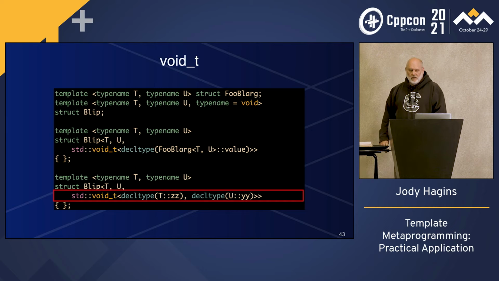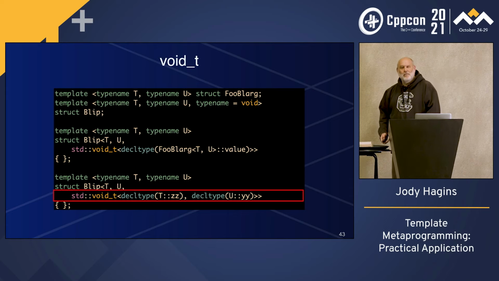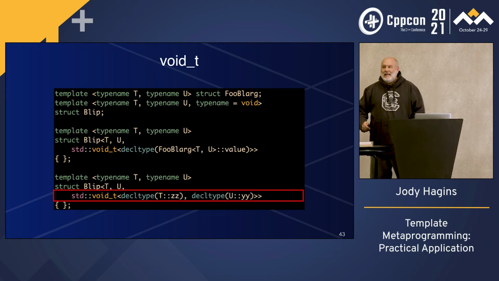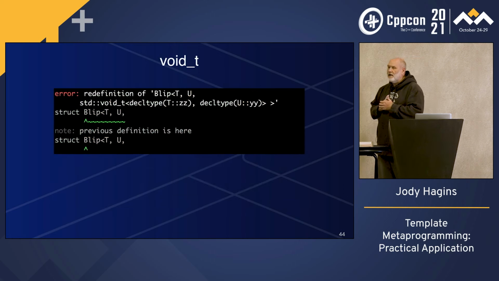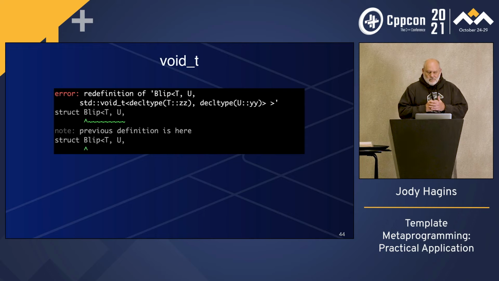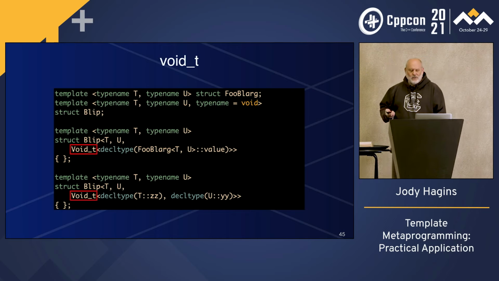The second one, if T has a member ZZ and U has a member YY. Either of these in isolation with std::void_t will compile, but when you put both of them together, you get this wonderful error. And it happens to be reminiscent of the one we got previously, and it's because of a similar but not identical cause. But if we go in here and use our void_t instead of std::void_t, then we get the behavior that we're looking for, and everything compiles as expected.